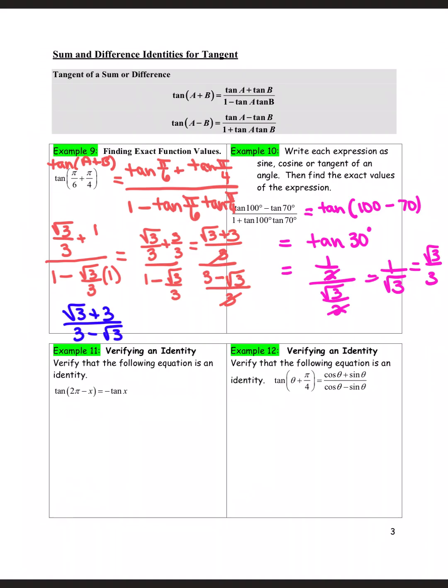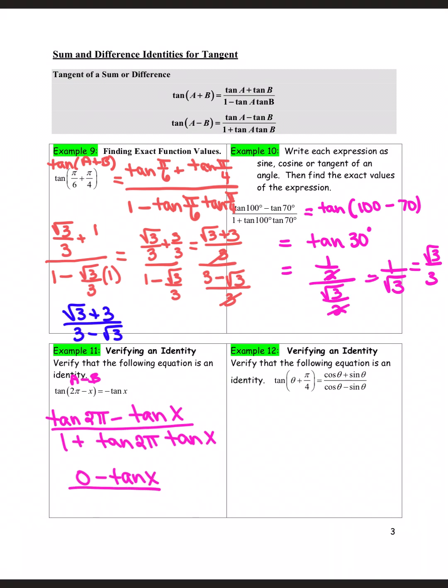Example 11, we're going to verify that tan of 2 pi minus x is equal to negative tan of x. So we have tan of a minus b. So tan of a, which is 2 pi, minus tan of b, which is x, all over 1 plus tan of 2 pi times tan of x. So tan of 2 pi, notice that that's going to be y over x. So it's going to be 0 over 1, which is 0, minus tan of x on the numerator. And on the denominator, we have 1 plus tan of 2 pi, which is 0, times tan of x.